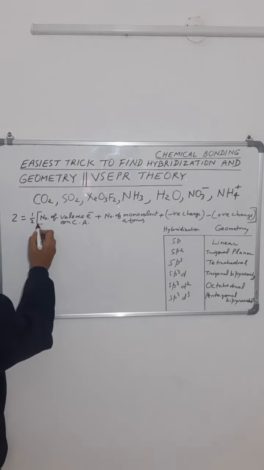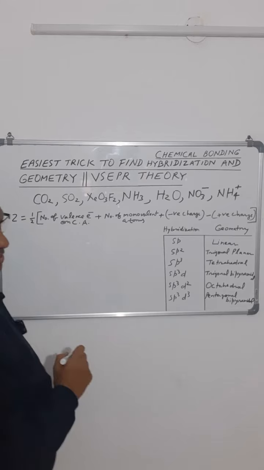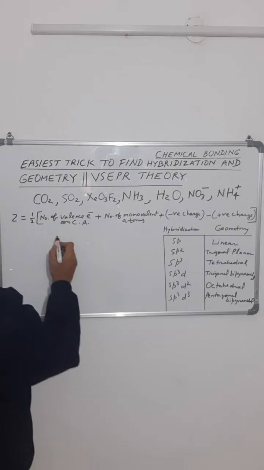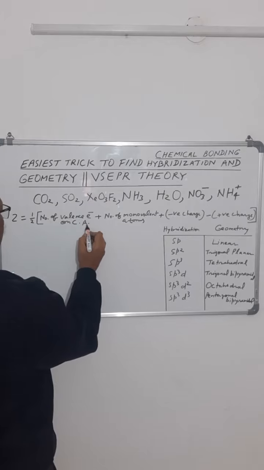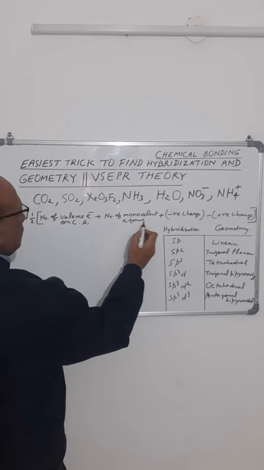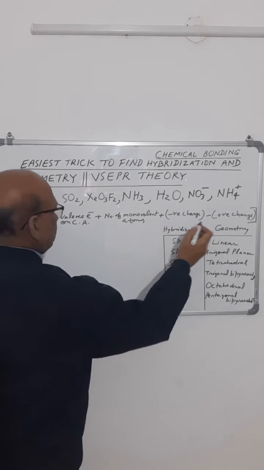तो उसके लिए जो फार्मूला है that is z is nothing but the number of lone pairs plus number of bond pairs that is given by half into number of valence electrons on central atom plus number of monovalent atoms plus negative charge if any minus positive charge if any.